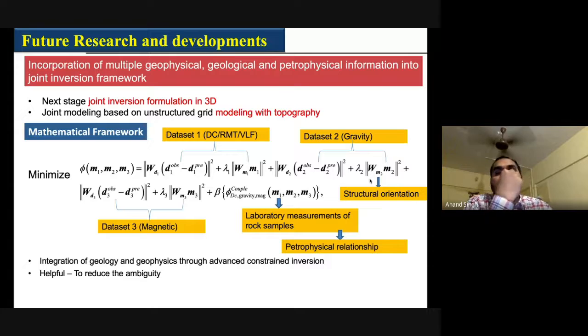For example, one student asked, "What is the role of this model regularization term?" So is there any way where we can utilize the structural orientation of the data? For example, geologically we know that in a particular region there is a dip and strike along which the subsurface is going. So mathematically, can we incorporate that information using our model regularization term?